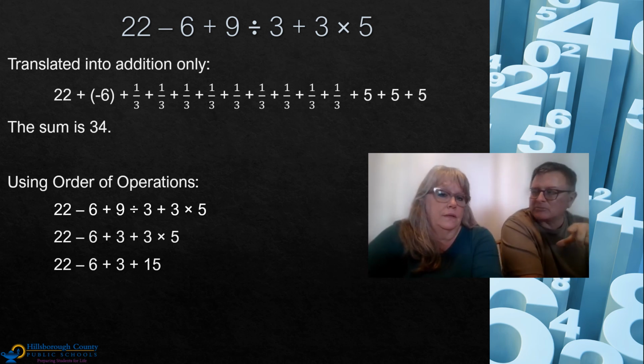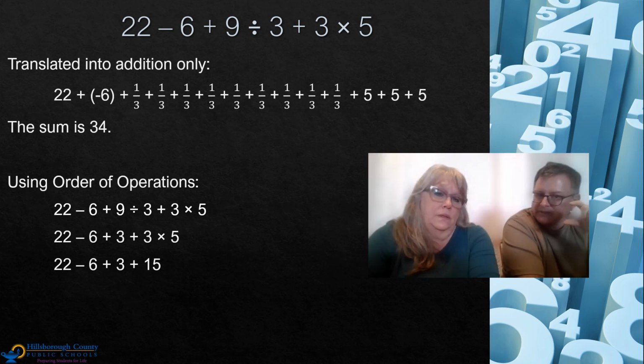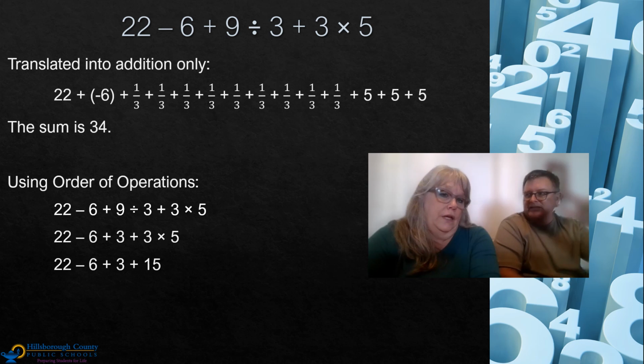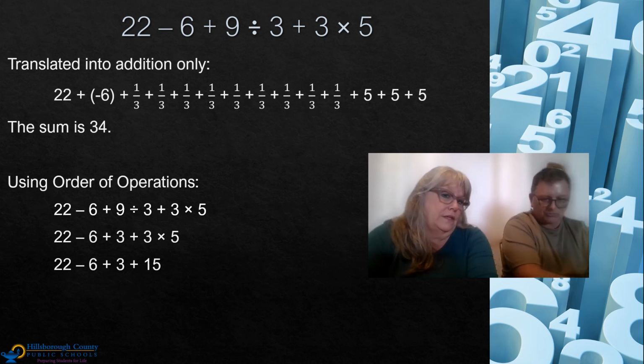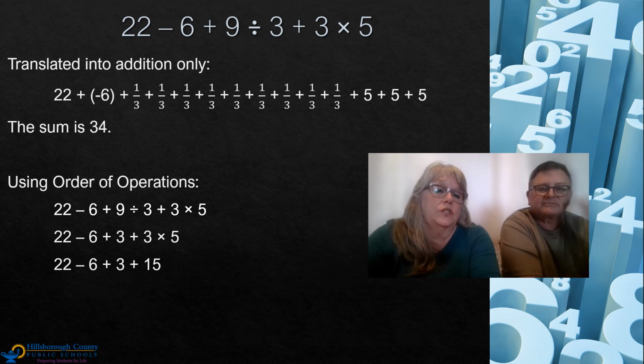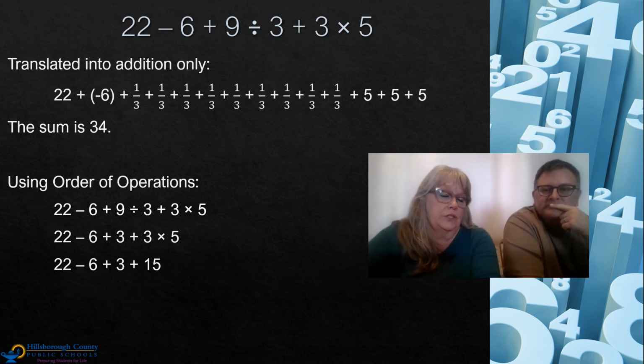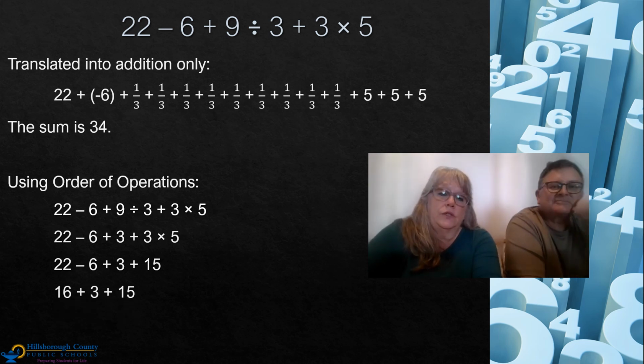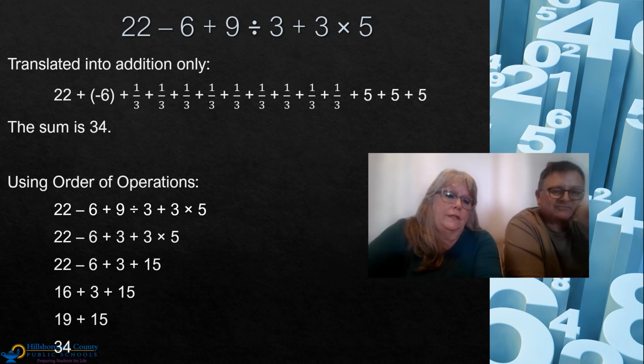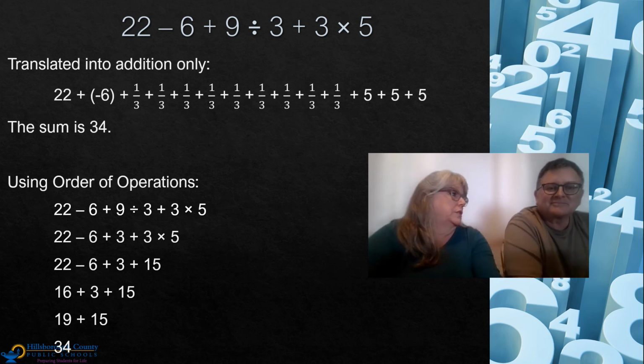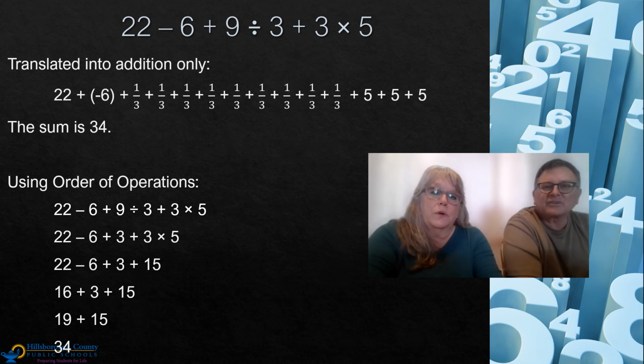You're modeling something here, Barbara, that I think is very important to think about with our instructional practice: you perform an operation or a couple of operations and then you notate where you are so that they keep tracking what they've done and what they haven't done. Exactly. So now I've got just addition and subtraction. The very first thing I see is subtraction, so I need to do 22 take away 6 first. Then I need to add my 3, and then I need to add the 15. Regardless of whether I turn it into addition only or I use order of operations, I'm going to come up with the same solution of 34. Exactly.